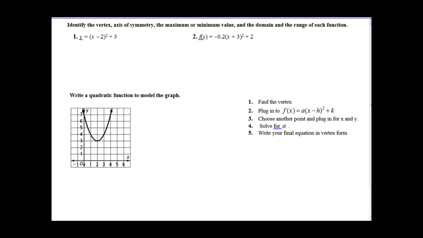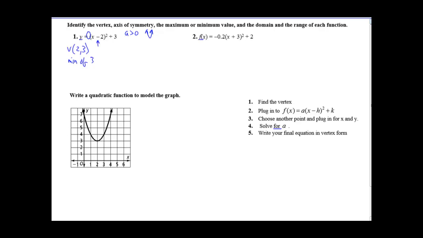Lastly, we need to identify the vertex, axis of symmetry, the maximum, the minimum value, and the domain and range now of the function. So if we look at it without graphing, what goes in here to make this 0? 2. What's left? 3. So our vertex is 2, 3. Next thing, is it a minimum or a maximum? The A on the outside, right here, is a 1. So A is positive. So A is greater than 0. Therefore, it's a parabola that opens up. If it opens up, it's a minimum. So we say minimum of, and then whatever the y value is, 3. So minimum of 3. Okay.